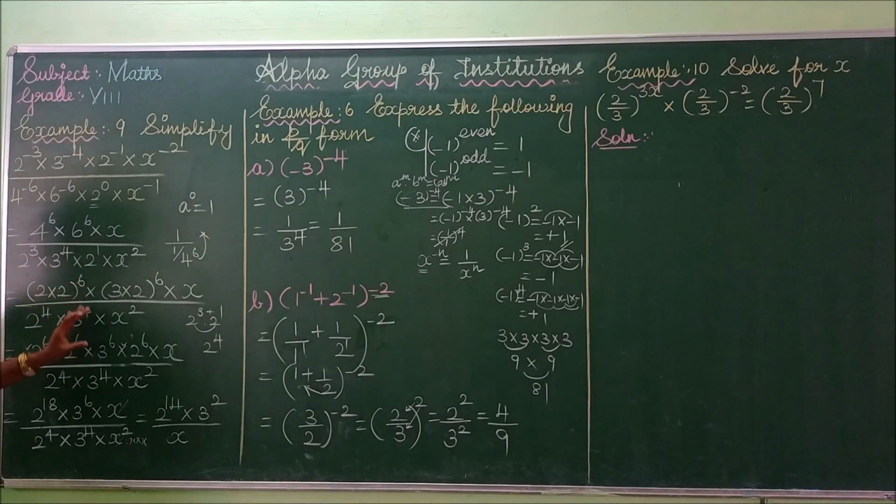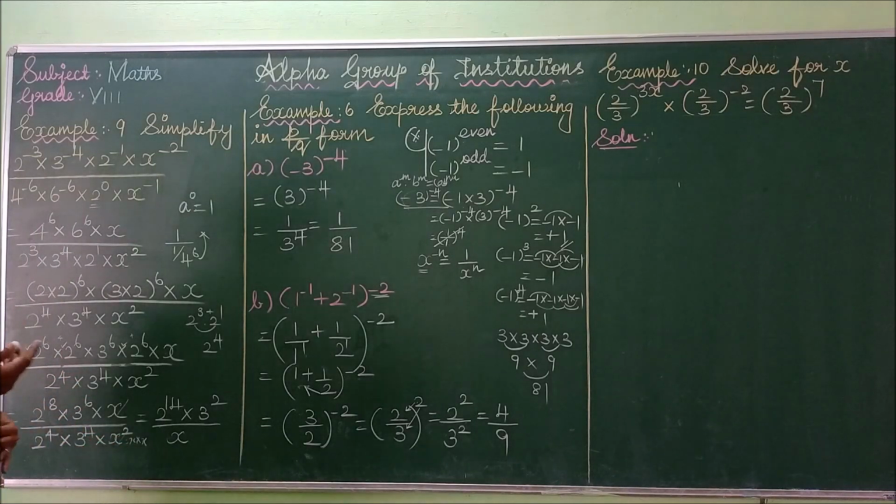So again you can split and write. If it is multiplication and the bases are the same, you can add the powers. If it is division and both the bases are the same, you can subtract the powers. This is your result. Now move on to the next one.